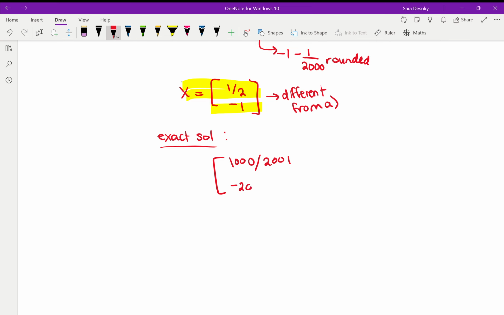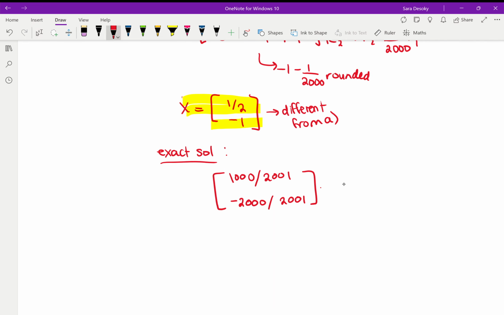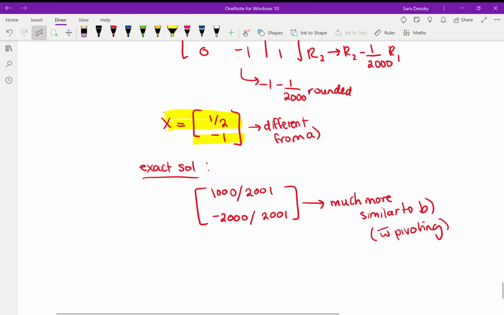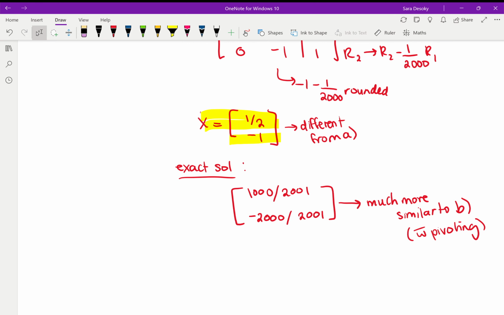Similar. The second number is not bad for either, but that one is much better than this one. And that's the effect of not using pivoting. That shows that it happens. Why it's important: it's a pretty simple problem.